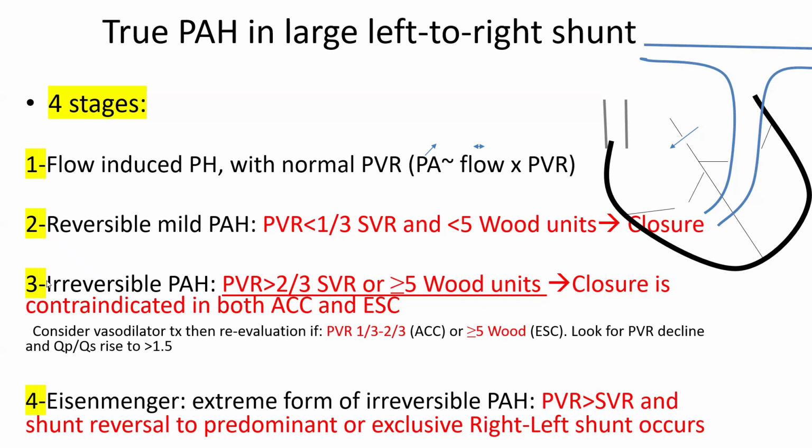Okay, but here we're getting into the irreversible PH. Then you get Eisenmenger. The term Eisenmenger is an extreme form of irreversible PH, where your PVR is not only more than 2/3 of SVR, it's more than SVR, period. It's not only more than 5 Wood units, it's more than all of the SVR. And the shunt reversed to a predominant or exclusive right to left shunt, meaning your QpQs becomes less than 1, because you're predominantly right to left shunt or you're fully right to left shunt.